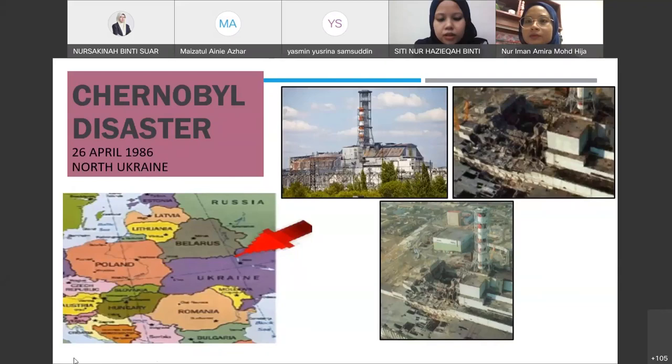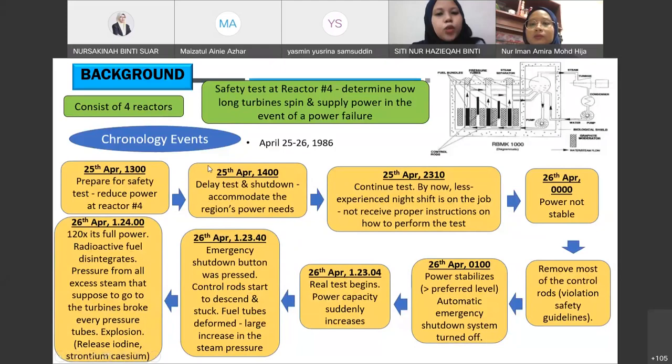Okay, this nuclear power plant consists of 4 reactors. During the incident, they wanted to do a safety test at reactor number 4, to determine how long the turbine would spin and supply power in the event of a power failure.